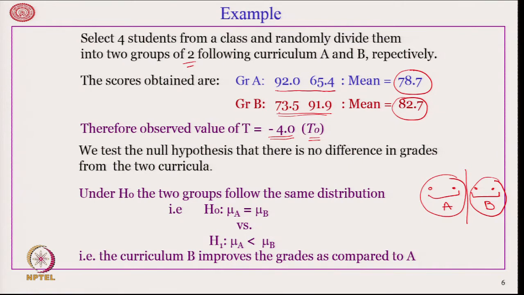That is, under the null hypothesis, since we are checking the equality of central location, we are looking at H naught: mu A is equal to mu B. And what is going to be the alternative? Looking at these, we feel that the average of A is less than the average of B. Therefore, for this particular problem, we can choose H 1: mu A less than mu B. That is, the curriculum B improves the grades as compared to the curriculum A.